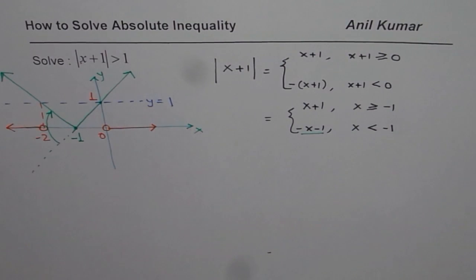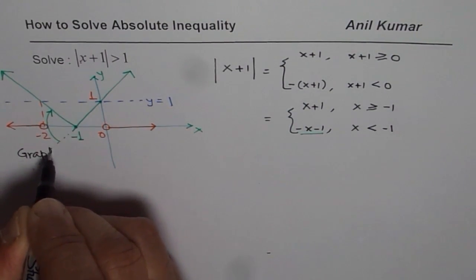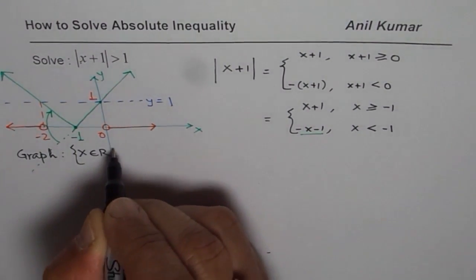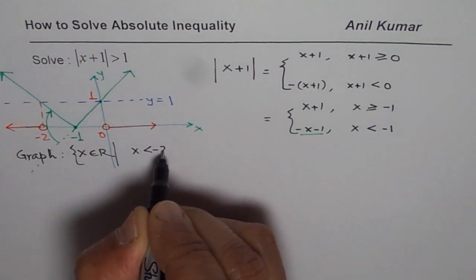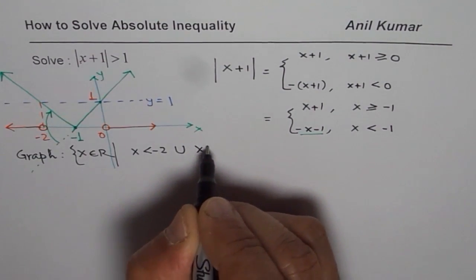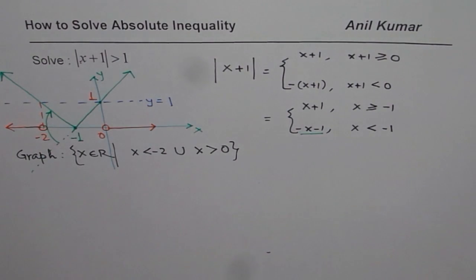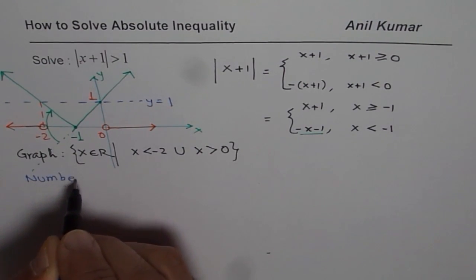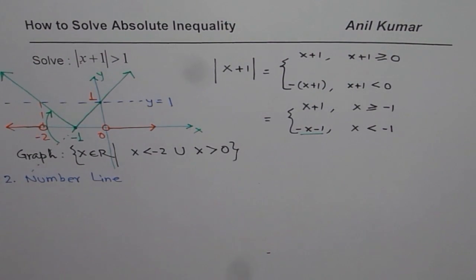So you could always solve using a graph. So this is the graphical method, and the solution is x belongs to real numbers where x is less than minus 2 union x is greater than 0. Simple as that. Now this is one method of solving. The second method which we'll discuss is the number line. So this will be method number 2 for us.